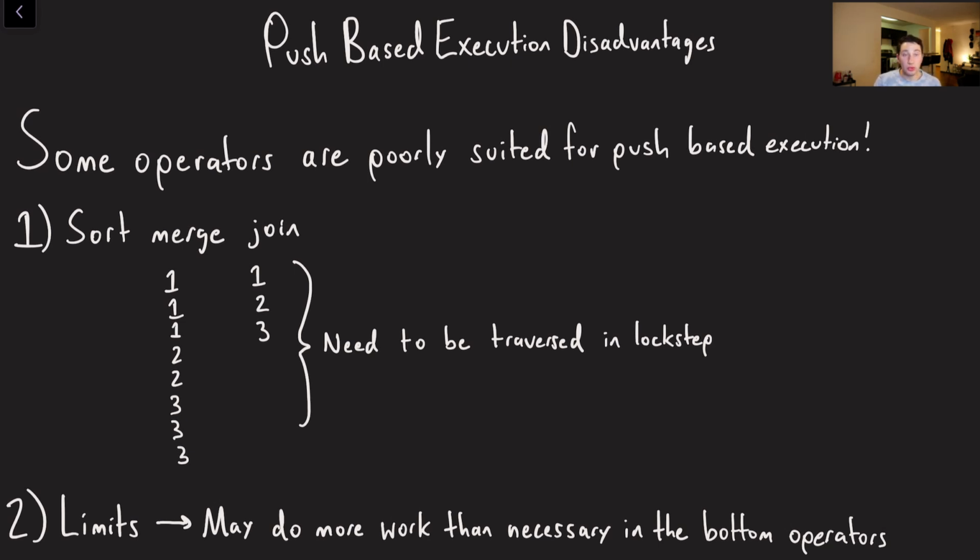Cool. So a couple of potential disadvantages to push-based execution. For starters, some operators are going to be poorly suited for it. So let's imagine the sort merge join, another thing that we've spoken about on this channel before, way back in our concept series. The gist is if you have two data sets that are sorted or indexed the same way, you can really efficiently join them without having to basically materialize any sort of hash table in memory because they're ordered the same way.